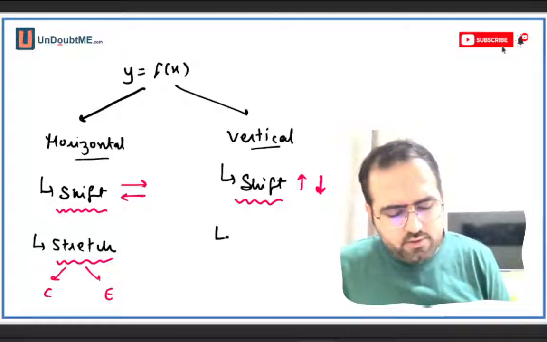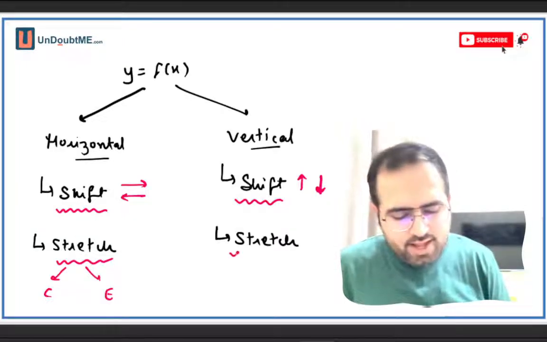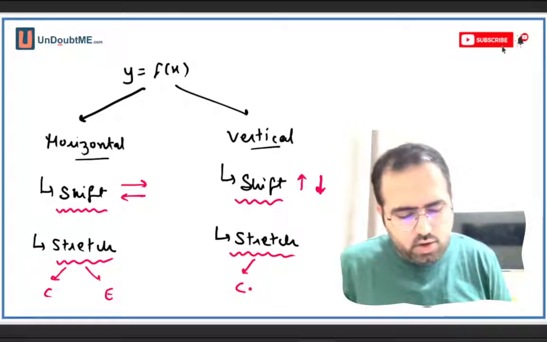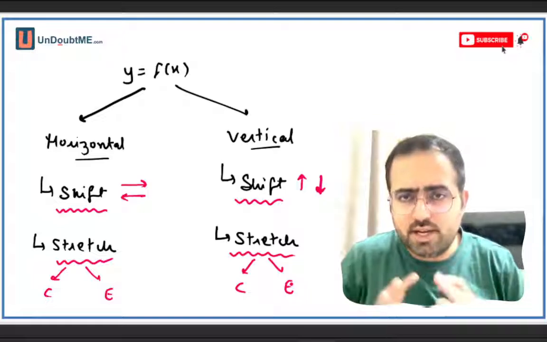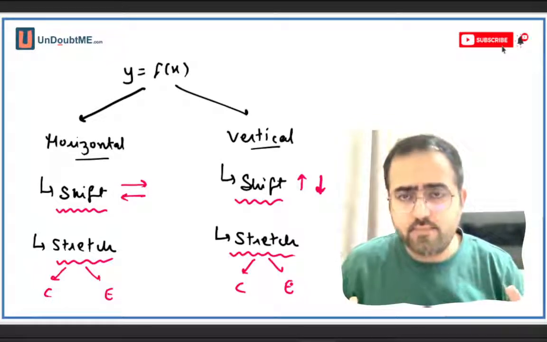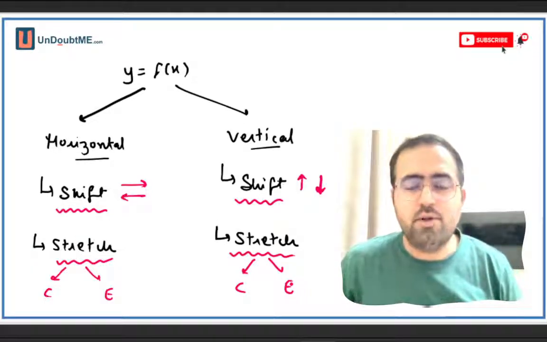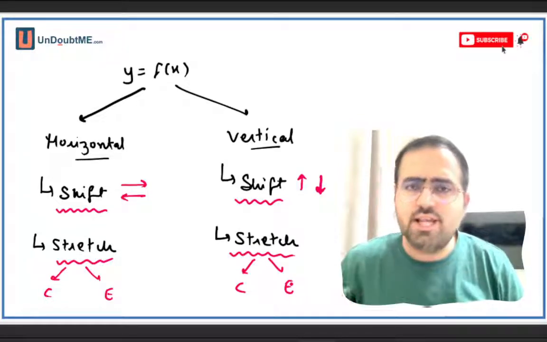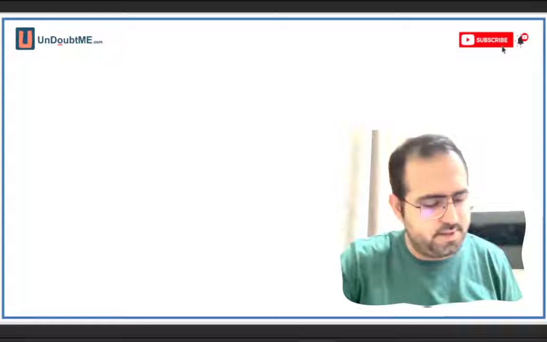In vertical also, the second category of transformation is stretch, and in stretch once again it will either be vertically compressed or expanded. So I hope that till here you are clear and have understood. Now we'll see one by one the examples for horizontal shift, vertical shift, stretch and compression. Let us see each one of them step by step.